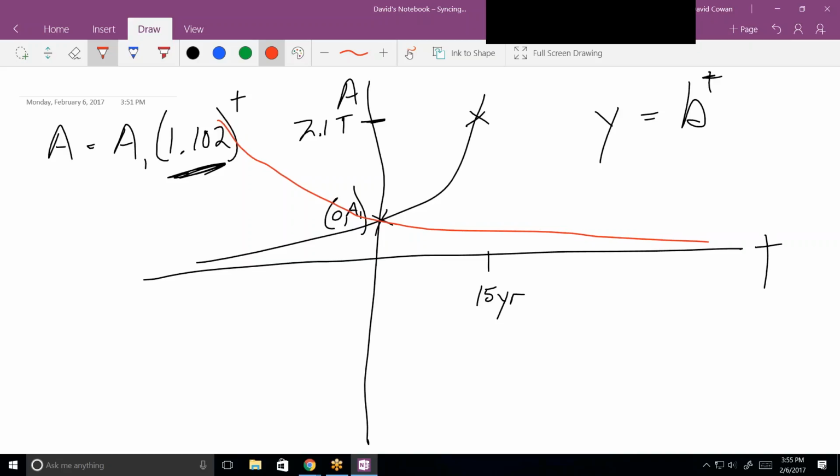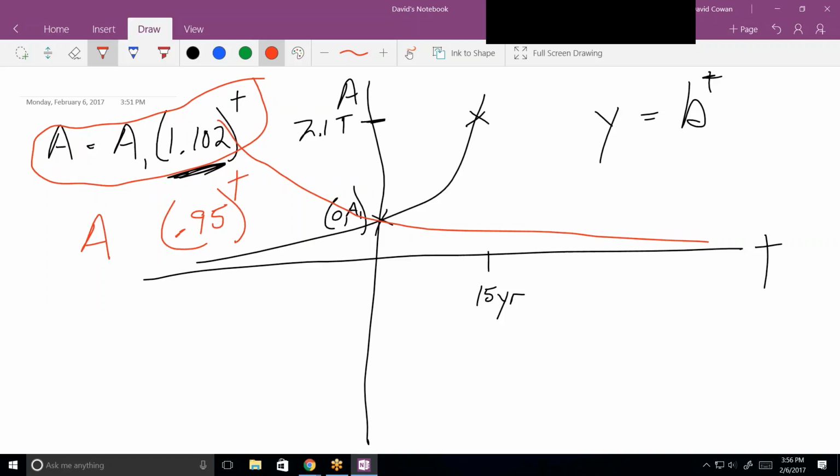If you have a number greater than 1 and you exponentiate it, then it gets bigger as t gets bigger. So you're taking a number greater than 1, 1.102, and exponentiating it. The bigger t is, the bigger the answer is going to be. But if you have a number less than 1, for instance 0.95 to the t power, then as t gets bigger, the answer gets smaller. And you end up with my red graph.